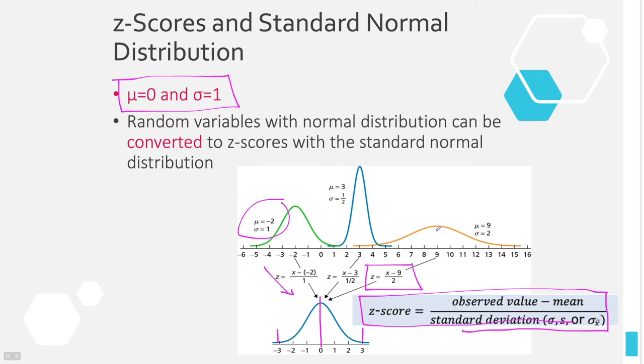So you can take the orange distribution or the blue distribution or the green distribution and convert them all, because they all have different means and different standard deviations here. You can convert them all to the standard normal distribution using the z-score formula.